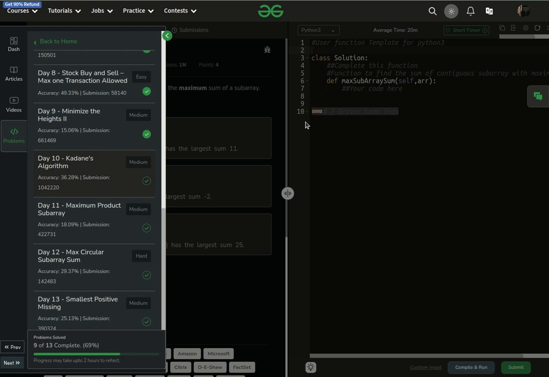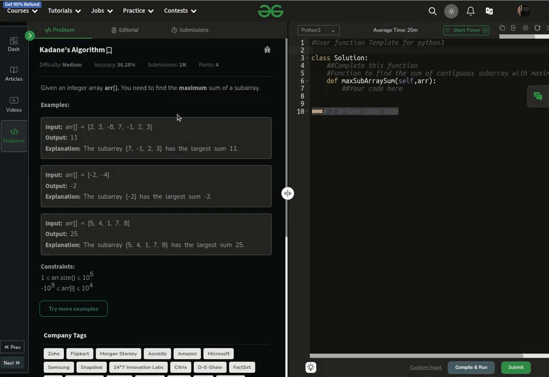Today we are going to solve the GFG 160-day challenge problem Day 10, that is Kadane's algorithm, and this is a medium level problem. So let's see the problem. Basically, Kadane's algorithm efficiently solves the maximum subarray sum problem, which aims to find the contiguous subarray with the largest sum in a given array.